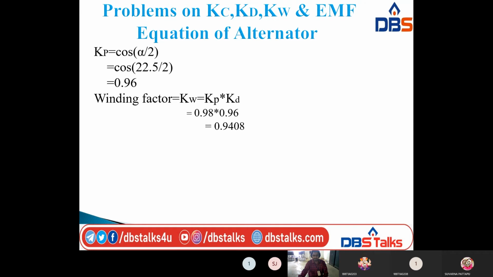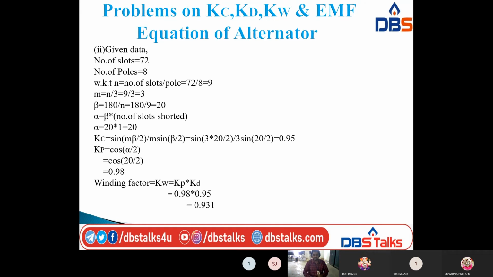Okay. And next, second case. In the second case, the given number of slots is 72 and number of poles is 8. We know that n is equal to number of slots per pole, so n is 72 by 8, that is equal to 9. Based on this, we calculate the m value, that is m is equal to n by 3, so 9 by 3 is equal to 3. And then we calculate the beta value, that is 180 by n, so 180 by 9 is equal to 20.